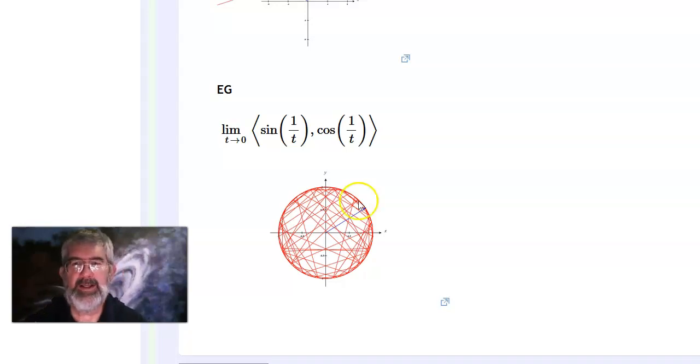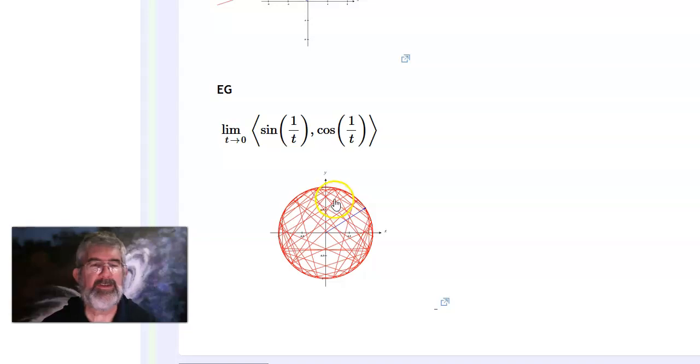And so here's a similar example. What I've done is I've set up the limit as t goes to 0 of sine of 1 over t, cosine of 1 over t. Each of these in itself has a sufficient squiggliness problem as t goes to 0. This keeps bopping back and forth infinitely many times between 1 and minus 1 as t goes to 0, as does this one. However, for every value of t except t equals 0, this lies on the unit circle. That is, the blue arrow here lies on the unit circle.